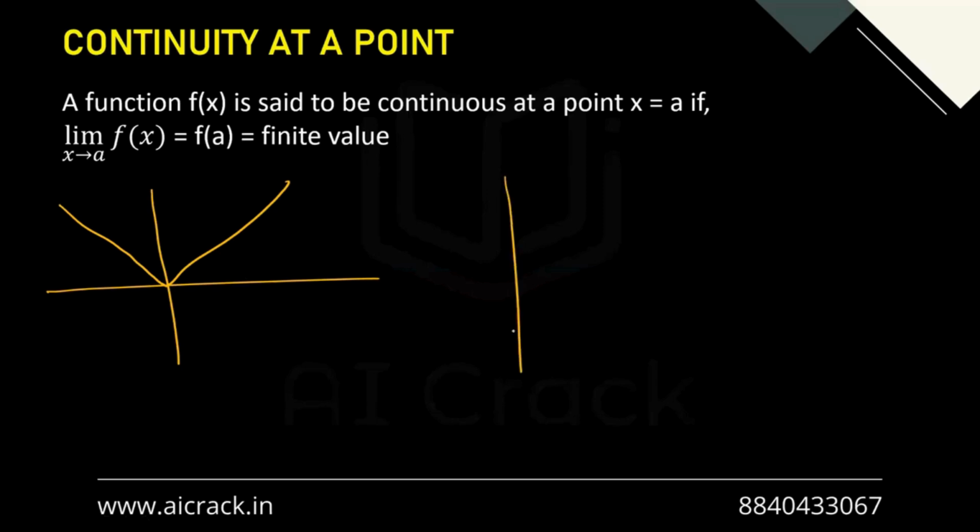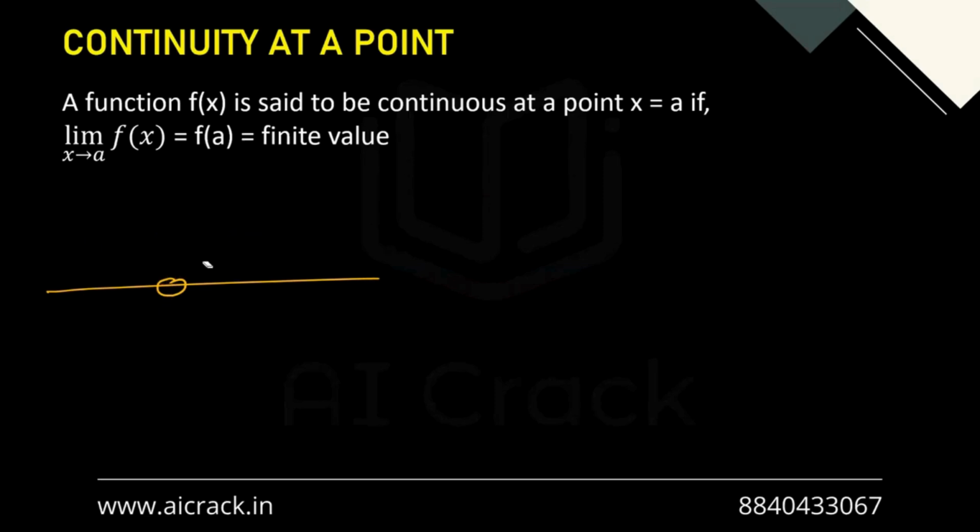Let's say we take one more graph. Let's consider the same graph over here with a slight change. We have an open circle over here and the function value is defined over here. Let's say this is 5. In this case, LHL equals RHL equals 0, but function value f(0) equals 5. So the function is not continuous.